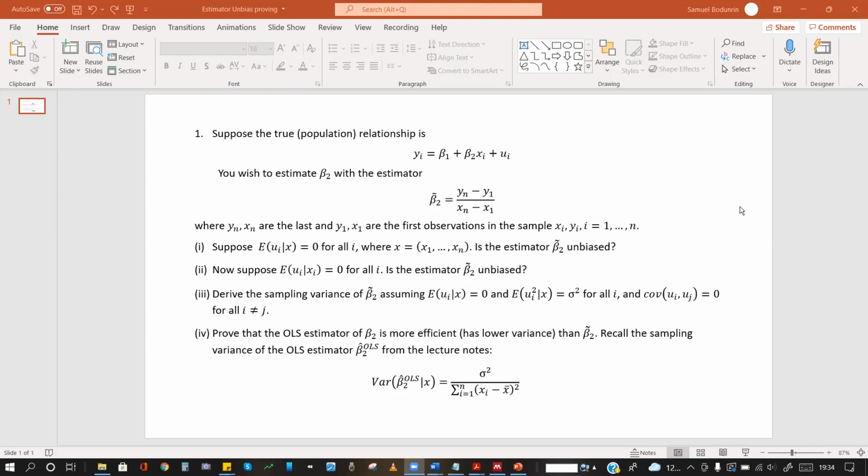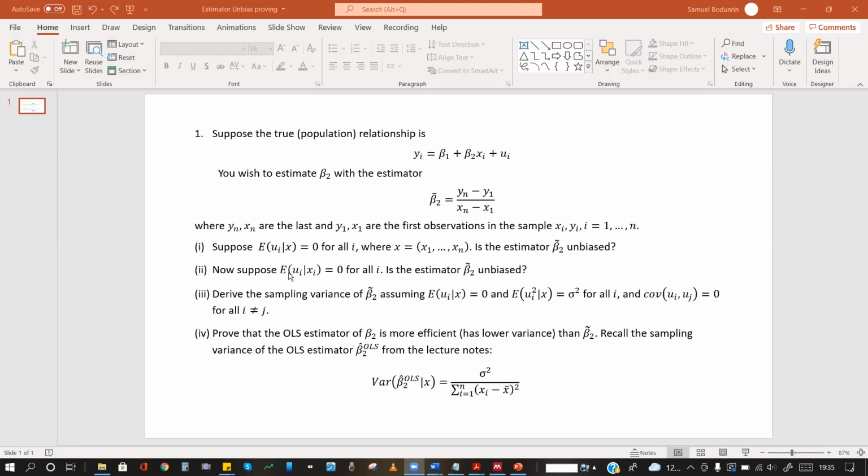Now, the first question says, suppose that the expected value of ui conditional on x equals 0 for all i, where x is x1 up to xn. Is the estimator b2 tilde unbiased? So basically, is this estimator unbiased? That's what the question is asking us.